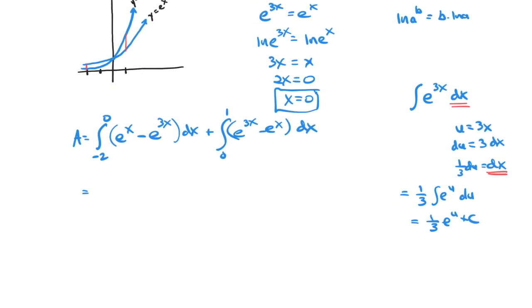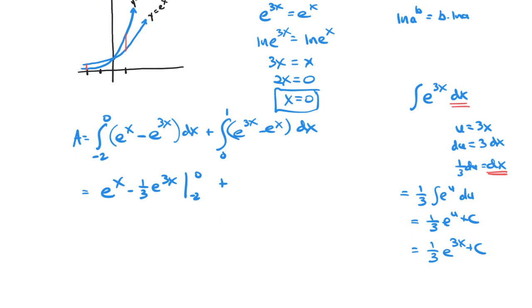And we would get 1/3 e to the 3x plus c. Okay, so that's just over on the side. So moving that over here, we're going to get e to the x minus 1/3 e to the 3x. Now, this little sample problem was an indefinite integral, so we got a plus c. But here we've got a definite integral, so we have to evaluate between -2 and 0.